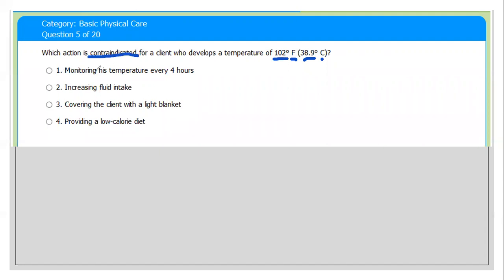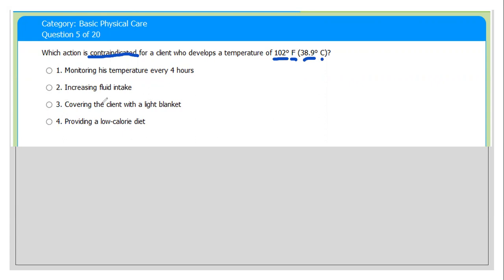Number one, monitor his temperature every 4 hours. Number two, increase body fluid intake. Number three, cover the client with a light blanket. Number four, provide a low calorie diet.